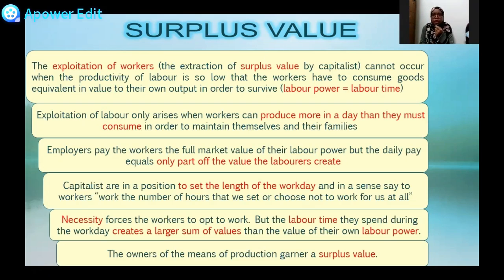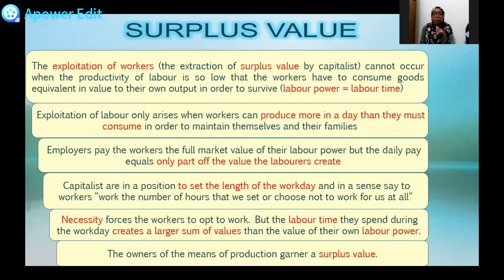Next, I will explain about surplus value. The exploitation of workers, the extraction of surplus value by capitalists, cannot occur when the productivity of labor is so low that the workers have to consume goods equivalent in value to their own output in order to survive. Labor power is equal to labor time. The exploitation of labor only arises when workers can produce more in a day than they must consume in order to maintain themselves and their families. Employers pay the workers the full market value of their labor power, but the daily pay equals only part of the value the labor creates.